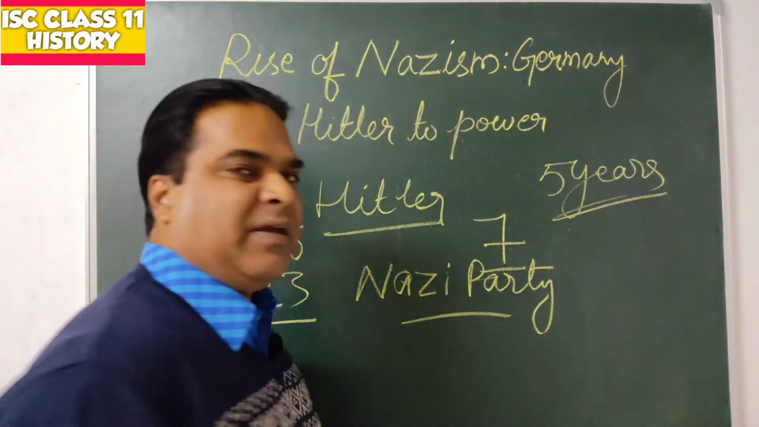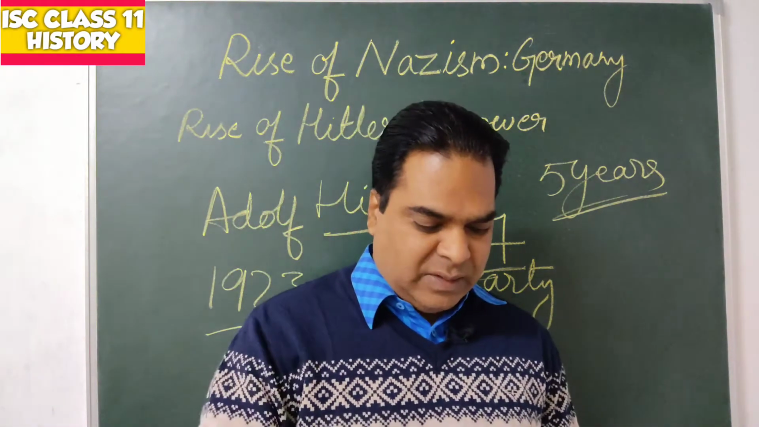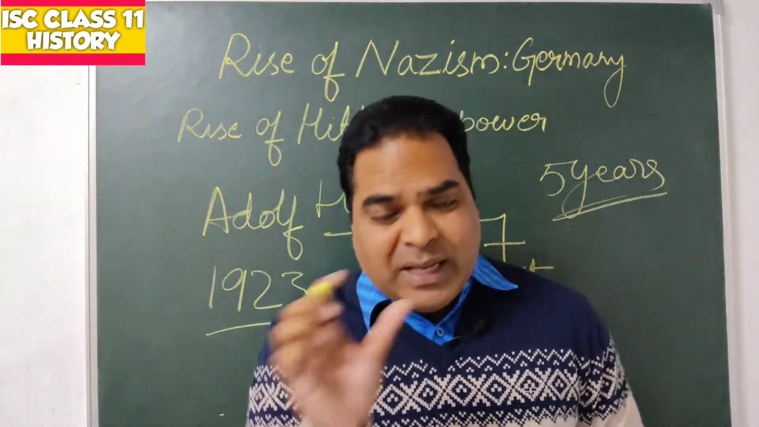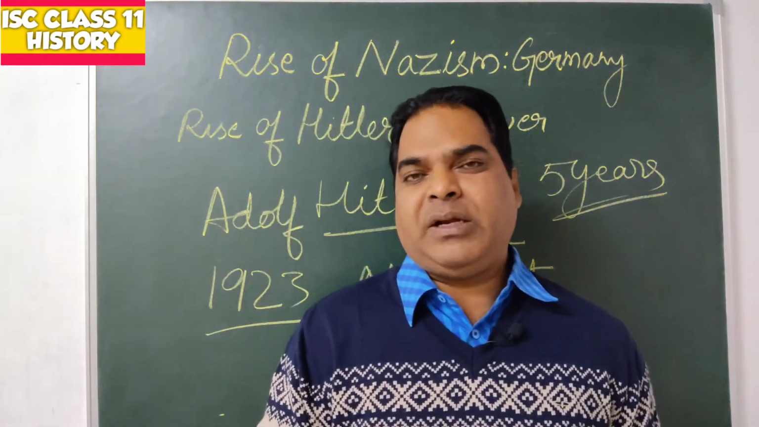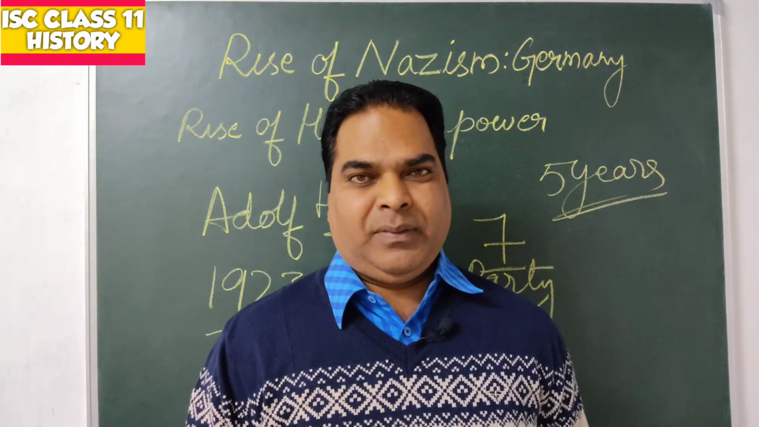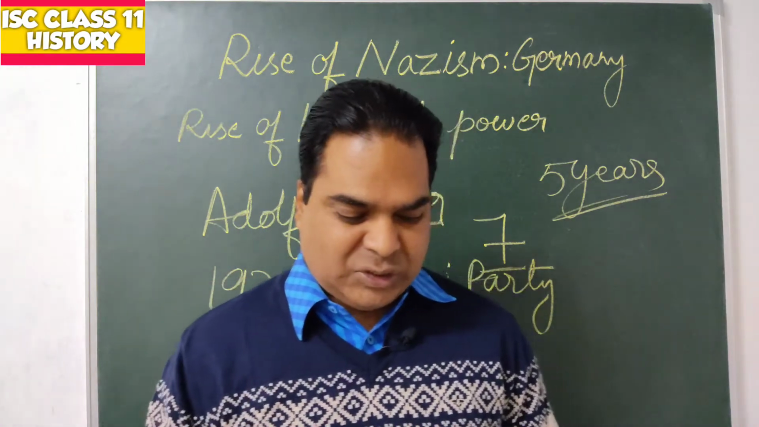He was given punishment for how many years? 5 years. 5 years of imprisonment he was given, but he was released within a few months. So during his stay in the prison, my dear, he wrote a book called Mein Kampf. So Mein Kampf became the Bible for the Nazis.